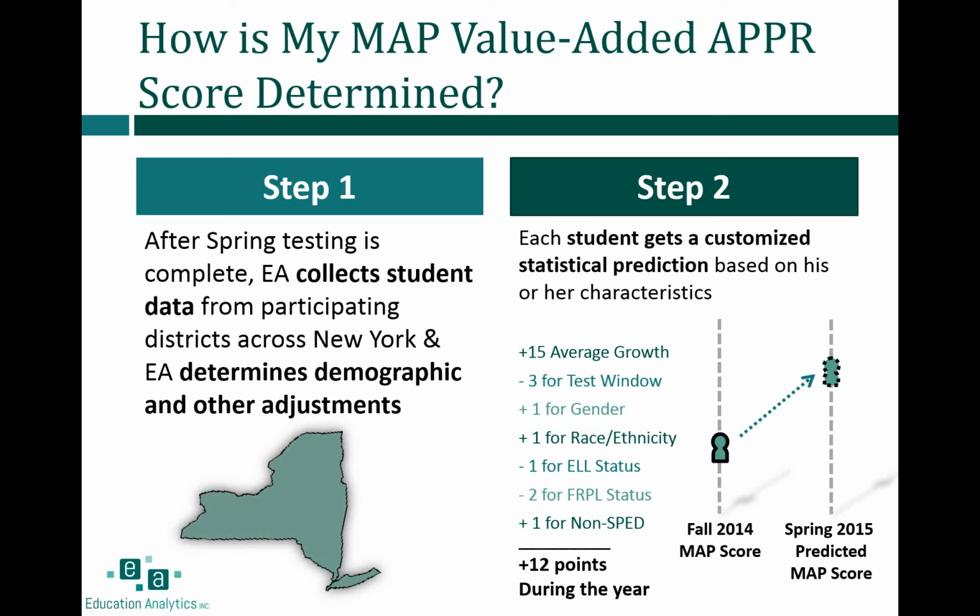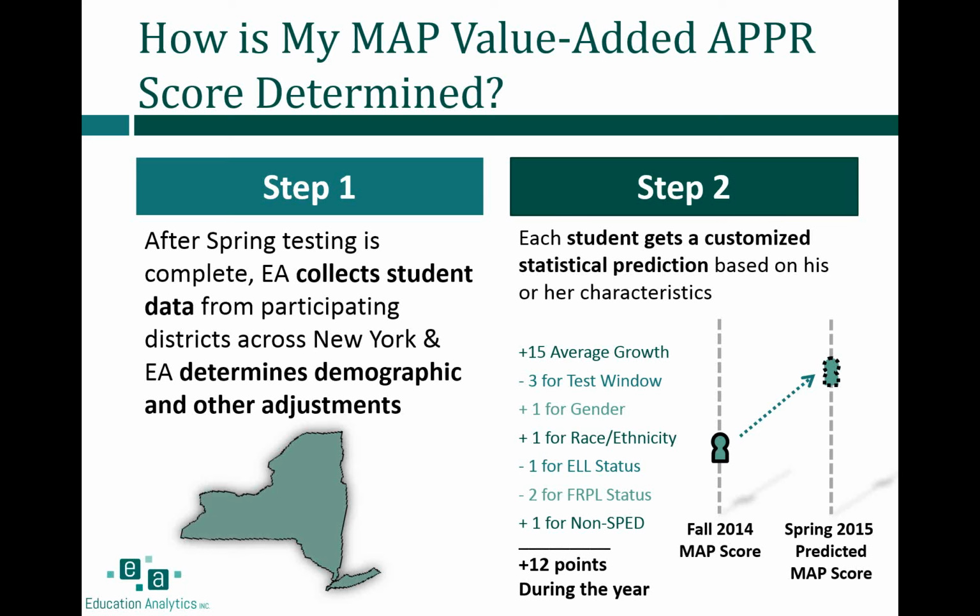That includes the average growth for similar students that had that same starting score, as well as adjustments for the test window, meaning the duration between the fall and the spring test. Districts test at different times during the year, so we make an adjustment for that. There are also adjustments if we find that students in different demographic groups tended to grow faster or slower across those districts for which we've collected data.